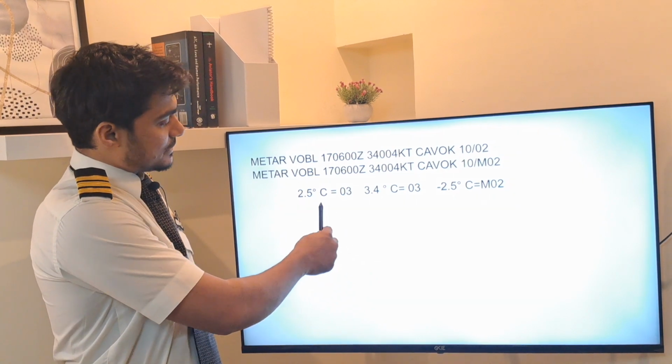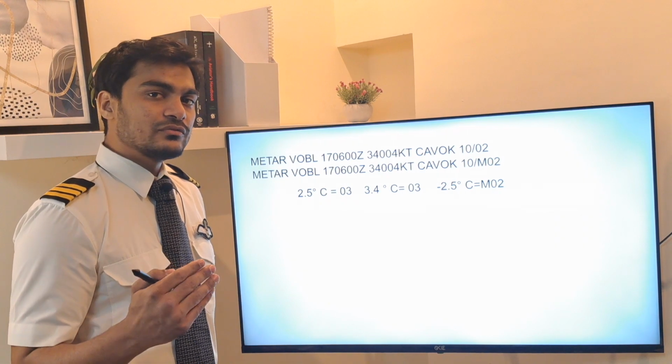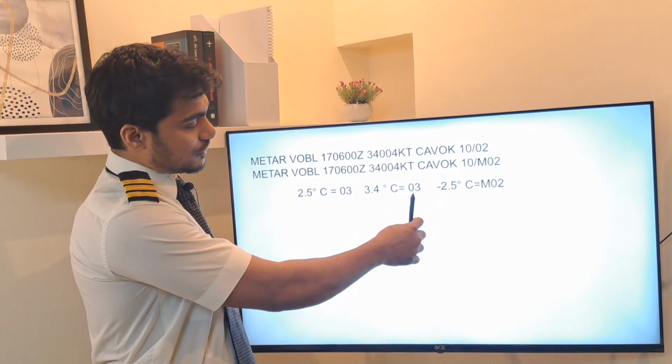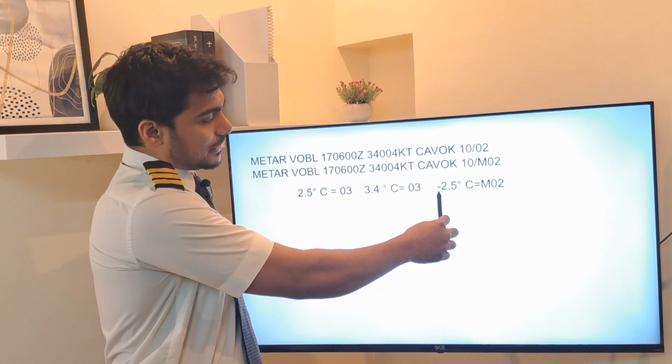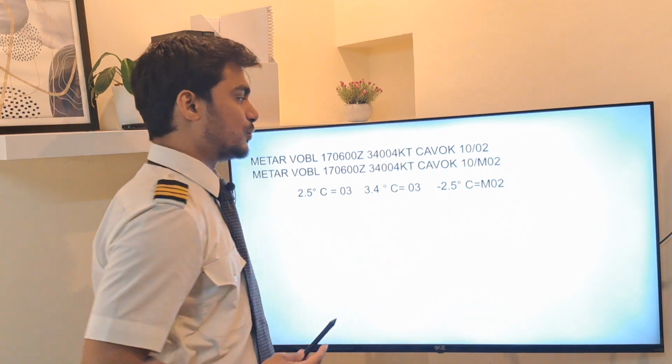2.5 degrees Celsius is 03 degrees Celsius. All your temperatures are rounded off to the highest value, that is 34 degrees Celsius will be rounded off to 03. Negative 2.5 degrees Celsius will be written as M02.